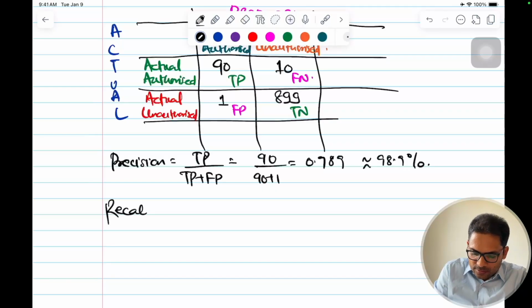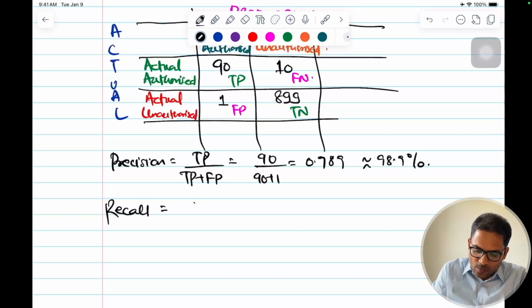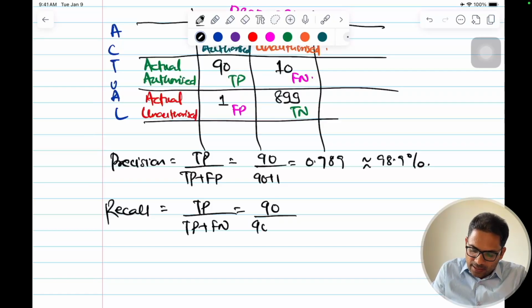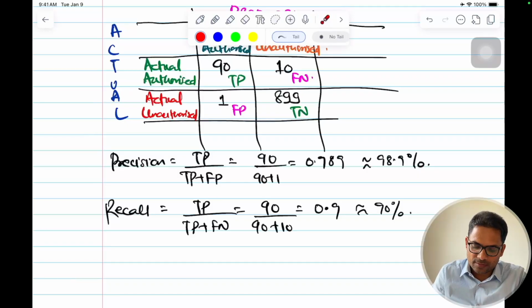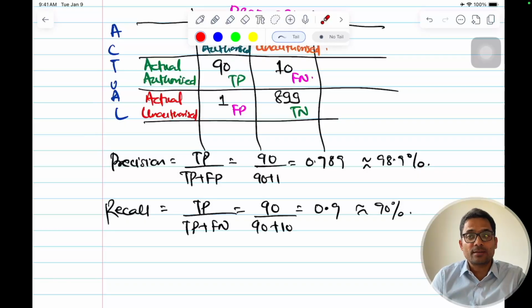What will be my recall? Recall is on this line. So this is your true positive by true positive plus false negative. So this is your 90 by 90 plus 10. So this is your 0.9 or approximately 90%. So even your recall is fine. Okay, only 10% missed. So 90 and 99, almost 99%.